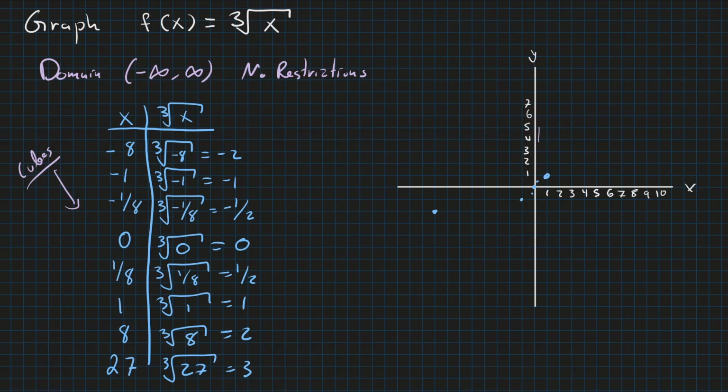At 1, we're at 1. And then all the way at 8, we're at 2. So this thing is much more stretched out. But it goes like this, and it goes almost vertical in there, and it stretches out that way. So this is the graph of f of x is equal to the cube root of x.